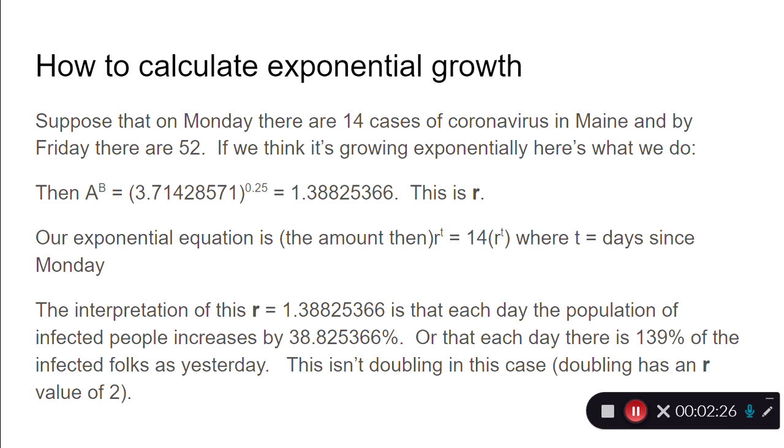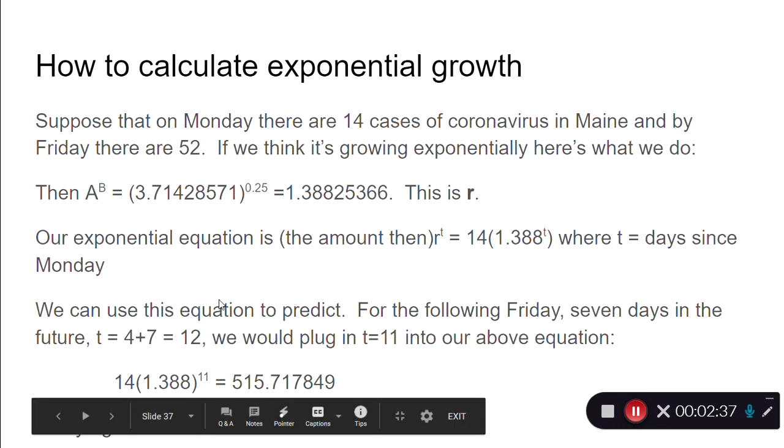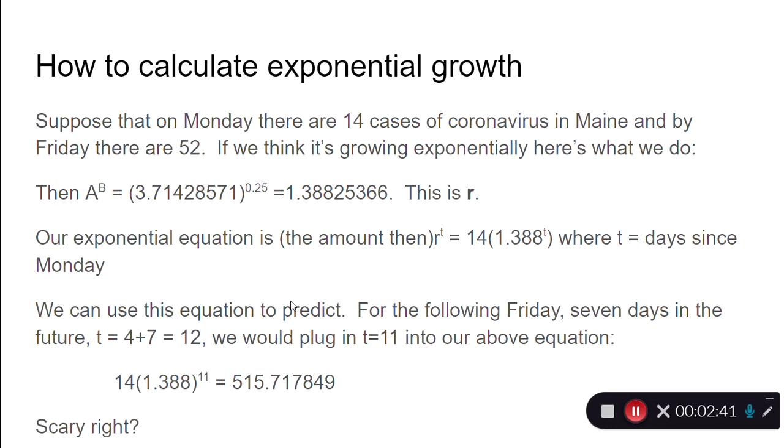So exponential growth is not always just doubling or tripling. It could be a 1% growth factor. That could be exponential growth. So there's been a lot of talk about doubling, that one person affects 2 people, or one person affects 2.5 people, or what have you.